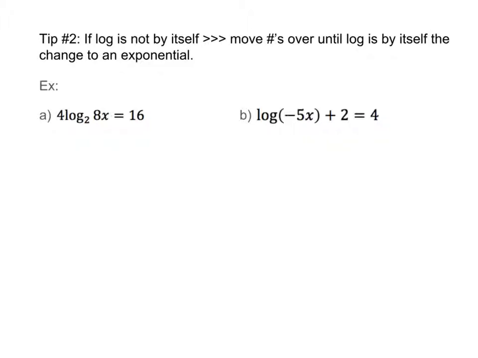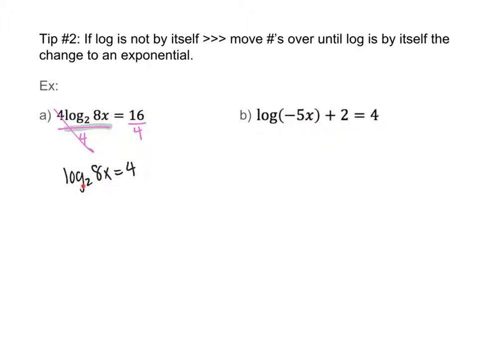Part A, we have log base 2, 8x. And that entire thing is encapsulated in the log, the 2 and the 8x. But the 4 is not included. So that means we need to get rid of the 4. So we divide both sides by 4 to get rid of it. And so now we have log base 2, 8x. 16 divided by 4 gives me 4. And voila, the log is by itself now.